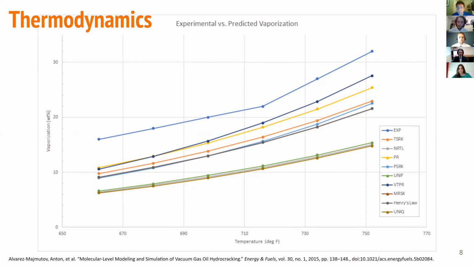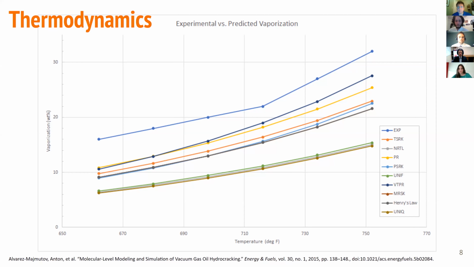which we did not move forward with through the rest of the project, because this equation of state increased our computation time to a point where it was unforeseeable to perform the optimizations that this project required. So we moved forward with our second closest fit, which would be Peng-Robinson, the yellow line there.